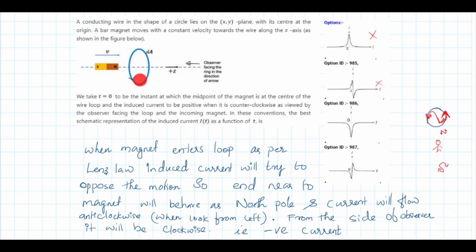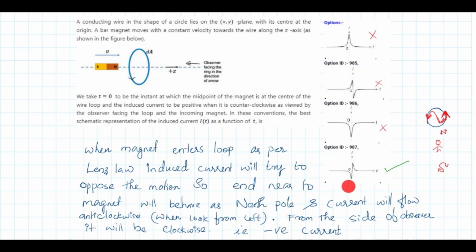So the near end of this loop should have a north pole. So the current should flow in the anti-clockwise direction when viewed from this side. Anti-clockwise direction means current is positive. For t greater than 0, current is positive. Hence, you can neglect this option also. The correct option is this one. For t less than 0, current is negative, and for t greater than 0, current is positive.